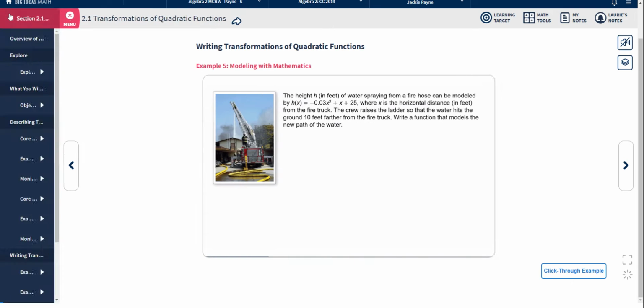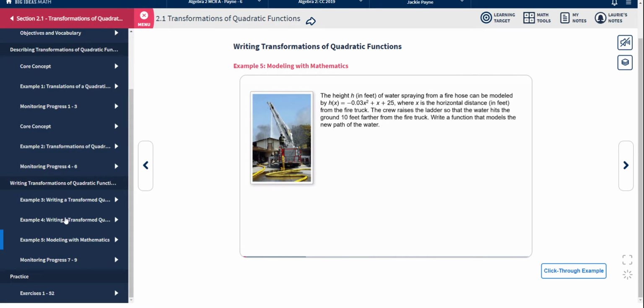The height h in feet of water spraying from a fire hose can be modeled by h of x equals negative 300 x squared plus x plus 25, where x is the horizontal distance in feet from the fire truck. The crew raises the ladder so that the water hits the ground 10 feet farther from the fire truck. Write a function that models the new path of the water.